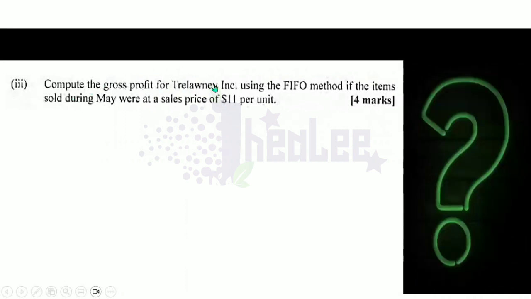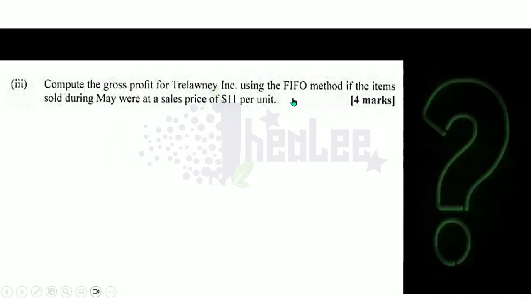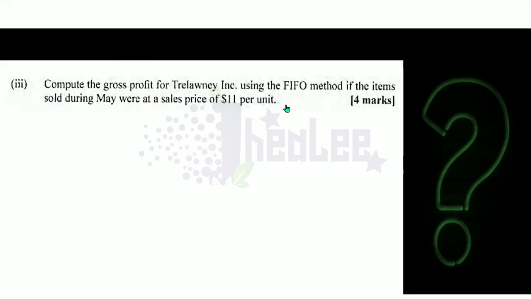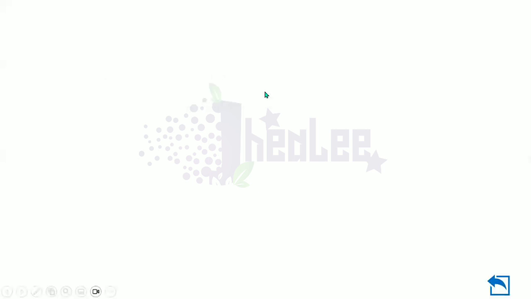We are now going to proceed to the next part of the question, where we are asked to compute the gross profit for Trelawney Inc. using the first in first out method if the items sold during May were at a sales price of $11 per unit. Now, in order for us to calculate gross profit, remember it is simply sales less cost of goods sold. And we have already calculated cost of goods sold under the first in first out method. So let us proceed to do the workings for this question. So it is Trelawney Inc.